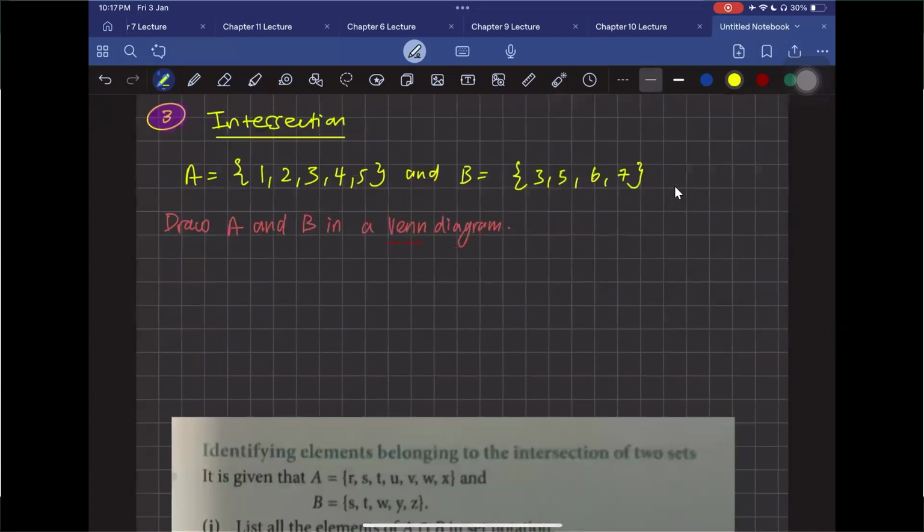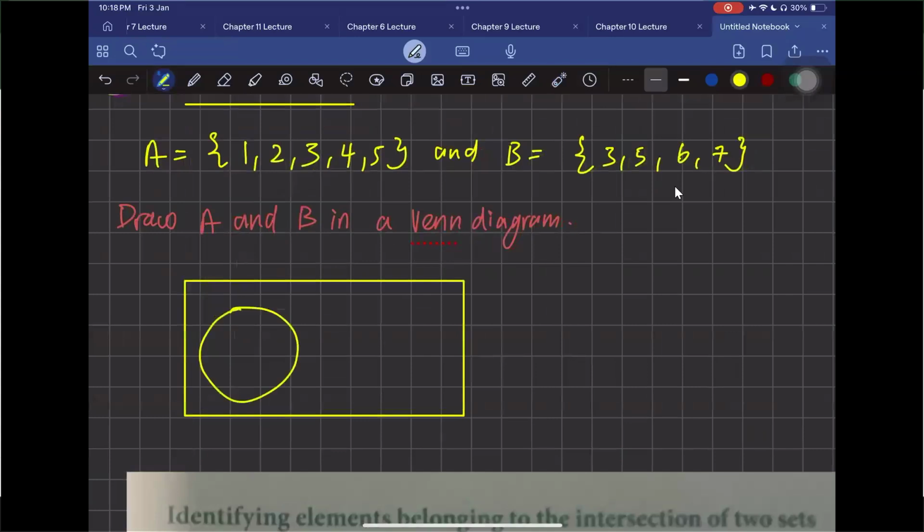In this case, let's say set A contains 1, 2, 3, 4, 5, and set B contains 3, 5, 6, 7. If we take a quick look, 3 and 5 are the common elements, and 6 and 7 are new elements, so they are not found in set A. How are you going to draw this? First you draw the box. So you have your set A and set B.